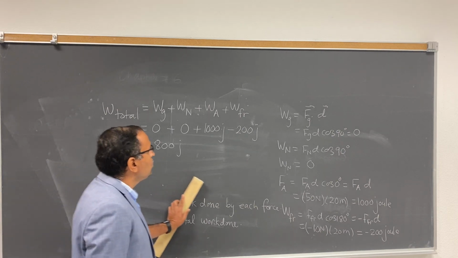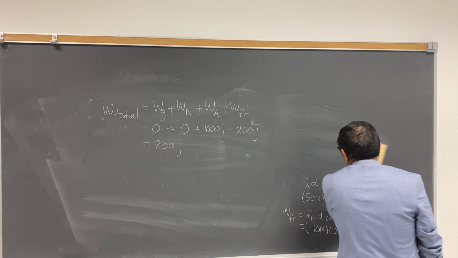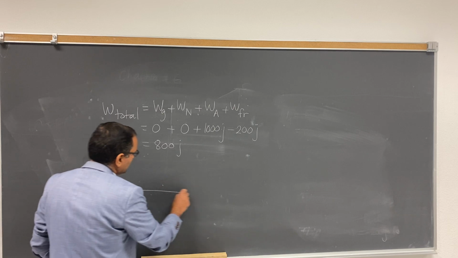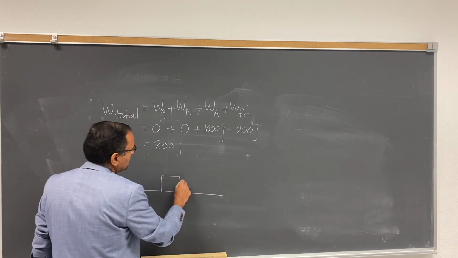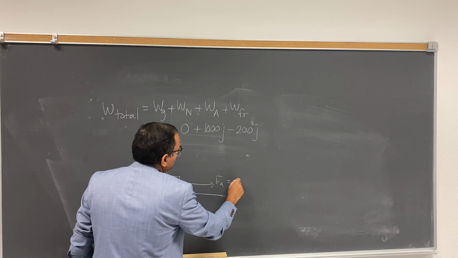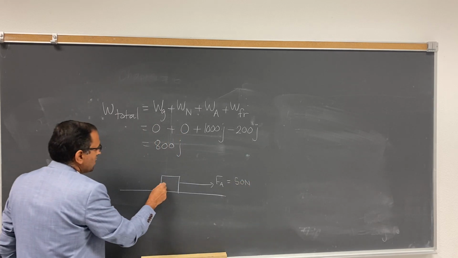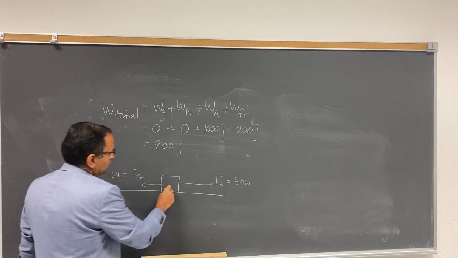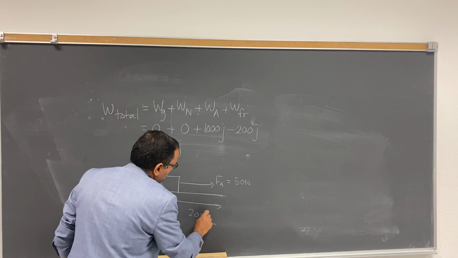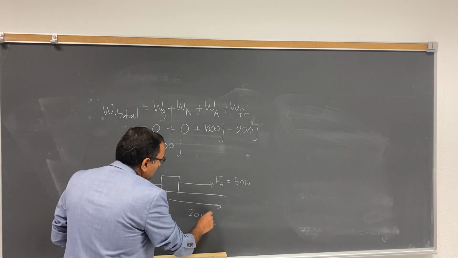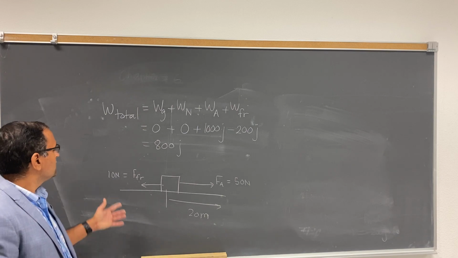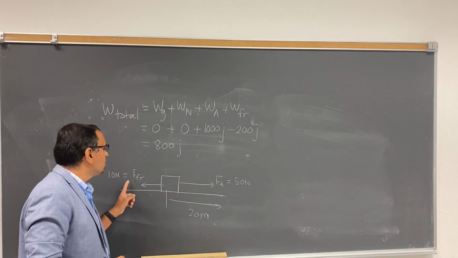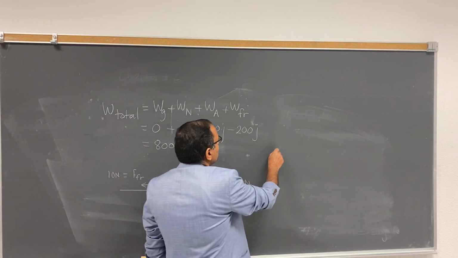Or if the question is only what is the net work done, and you do not have to calculate the work done by each individual force, first you can calculate the net force. So here you have an applied force 50 Newton, a friction force 10 Newton, and your displacement here is 20 meters. To calculate the net work done, the total work done, calculate the net force first. So what is your F net?